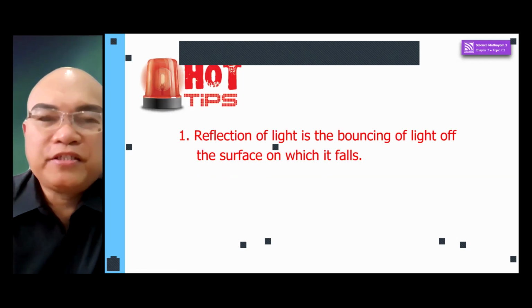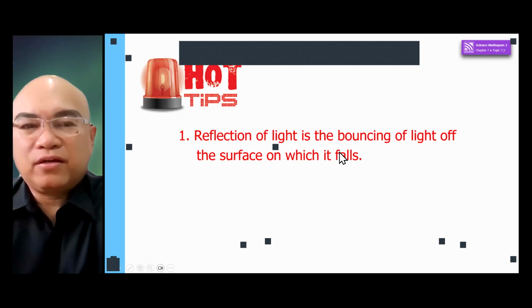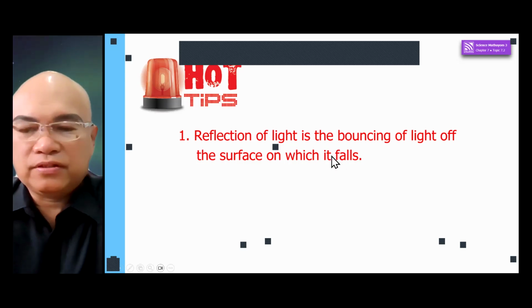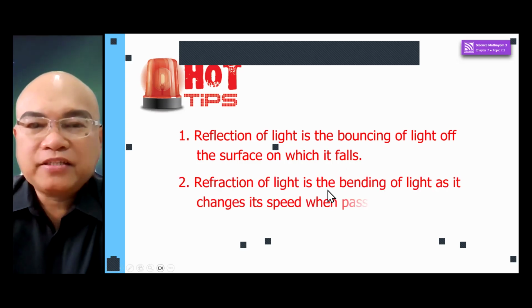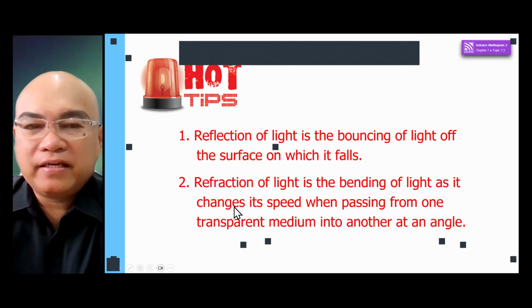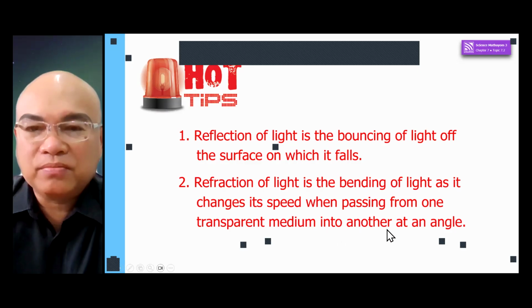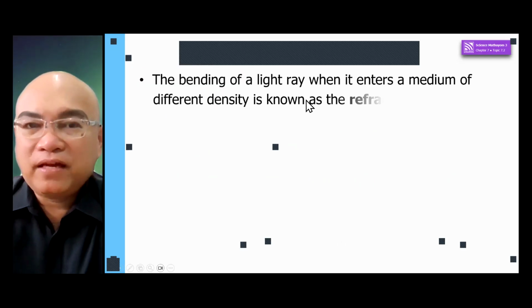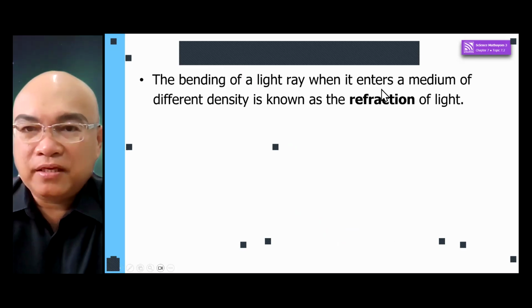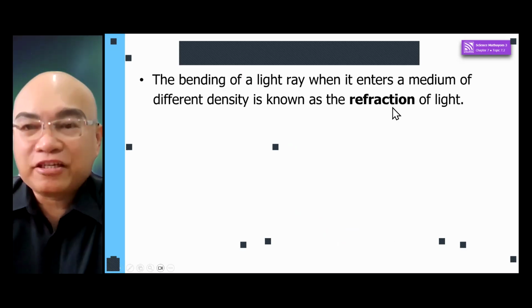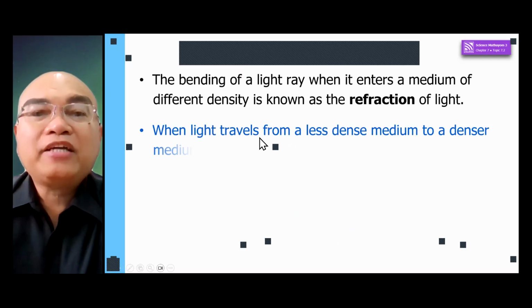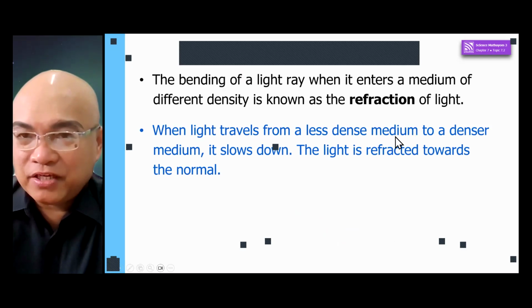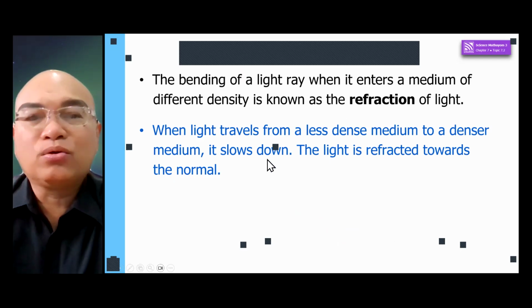Now, one, reflection of light is the bouncing of light off the surface on which it falls. And then refraction of light is the bending of light as it changes its speed when passing from one transparent medium into another at an angle. The bending of a light ray when it enters a medium of different density is known as the refraction of light. When the light travels from a less dense medium to a denser medium, it slows down.